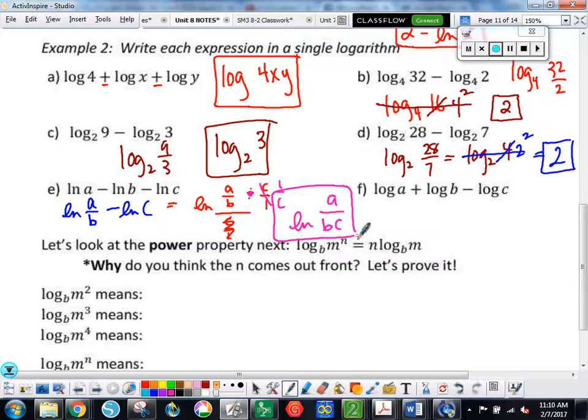Try part F on your own. Oh, sorry, Josh. I had to add a fourth one to do those, so I can. So part F.